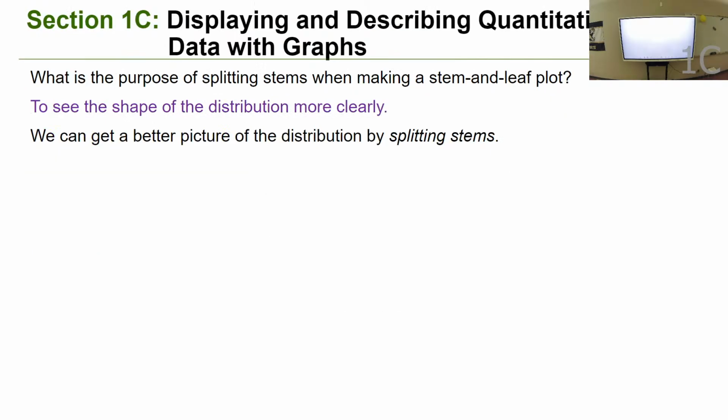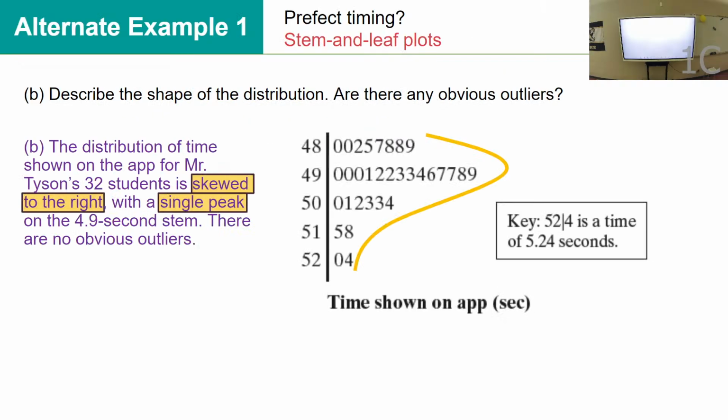Sometimes they'll split the stems. So rather than this be all the 4/8, they'll split them. They'll put 4/8 and then another 4/8, and then they'll put a 4/9 and another 4/9. The first 4/8 will be 0 through 4, and the next one will be 5 through 9.